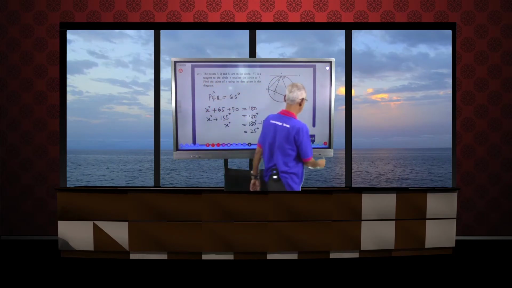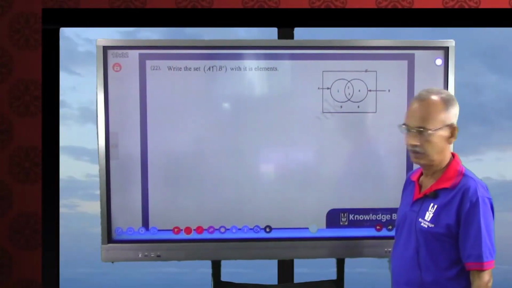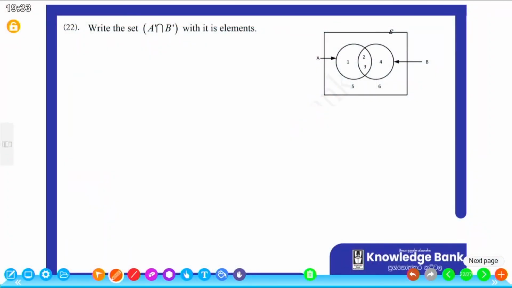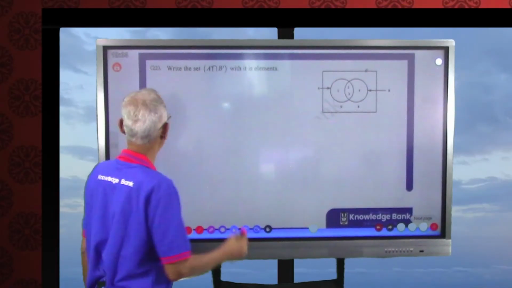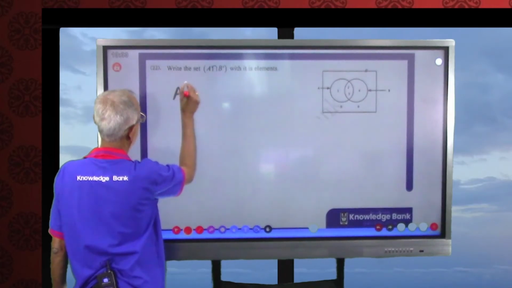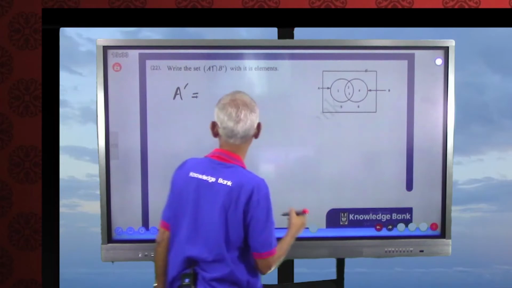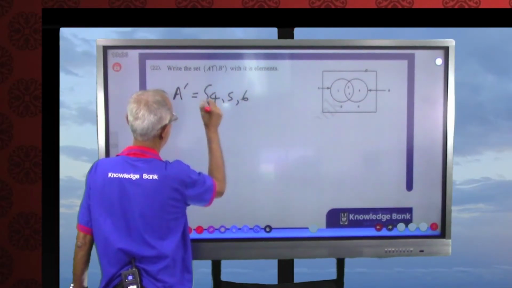Question number 22. It is a set question. Write the set A complement intersection B complement with its elements. A complement means without A. I will write the set A complement. A complement means without A. A is over here, that is 4, 5, 6. This is A complement.